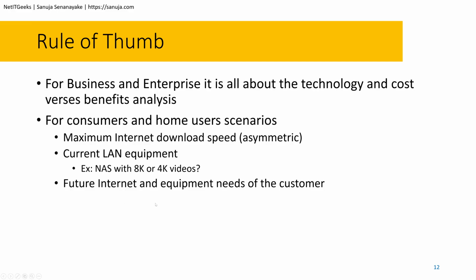Also, you need to think about the future internet and equipment needs of the customer. So if you are working with a small business or a home consumer who tells you, hey, my son is going to install a NAS within the next few weeks, and we're going to put all our family videos in 8K or 4K in there, and we all want to watch it, don't put in Cat5 cable. Put in at least Cat5e cables or Cat6 or higher, and explain to the customer why the cost is higher and the benefits associated with it. So those are the rules of thumb that I can give you.